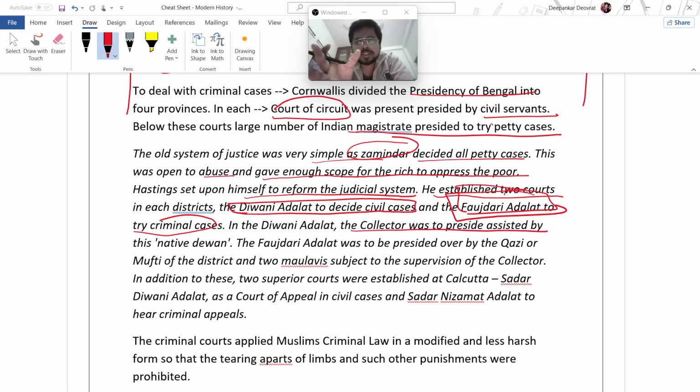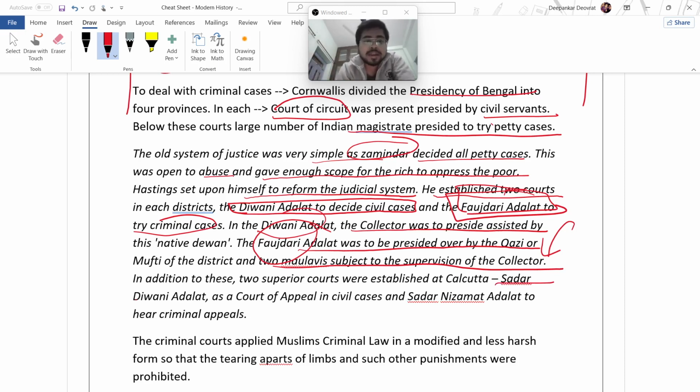Okay, so that way they will have control of the local people and get to know the local cases. The Faujdari Adalat was presided over by the Kazi or the Mufti of the district, and two Maulvis, subject to the supervision of the collector. In addition to these, there were two superior courts. Now the Diwani Adalat and Faujdari Adalat will come, and two superior courts were established at Calcutta.